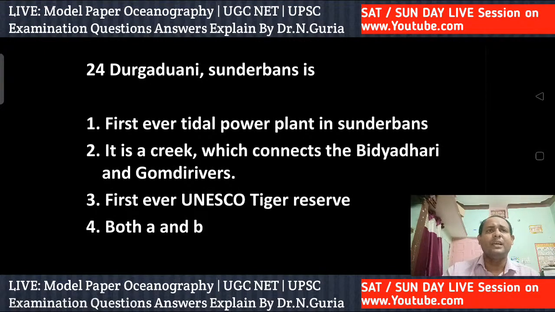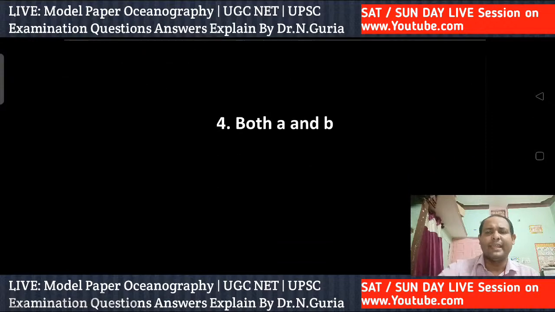It is very important. I explained, with a generation capacity of 3.6 megawatts, the project will comprise two barrages built across the upstream and downstream ends of the Durgaduani creek, which runs between the islands of Ghoramara and Bali and Vijayanagar, connecting the Vidyadhari and Gomti rivers. So definitely both A and B is the correct answer.